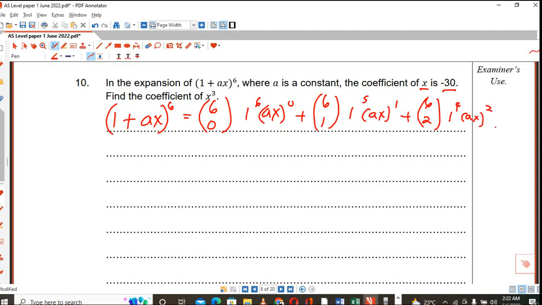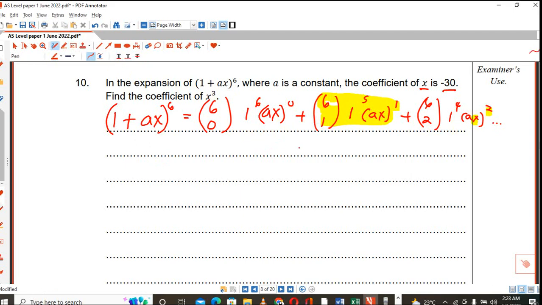And so I can continue, all right? But I'll realize that the one I'm interested in is this particular one here, because it will have the coefficient of x there. Not the other ones, they will have x squared and so on and so on. So that is what I'm going to calculate.